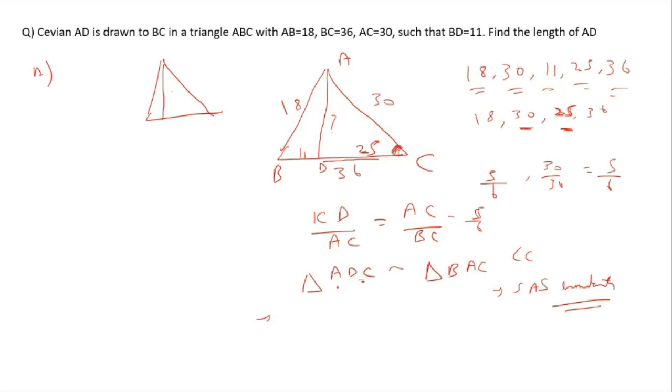Now, once you have figured this out, then it is extremely simple. AD by AB will be equal to AC by BC. So AD by AB is what? AC is 30, BC is what? No, AD by AB is 18 actually, is 36. So AD will be 2 times 15.